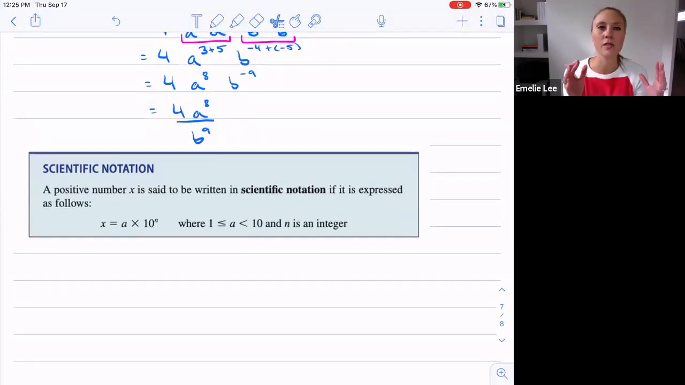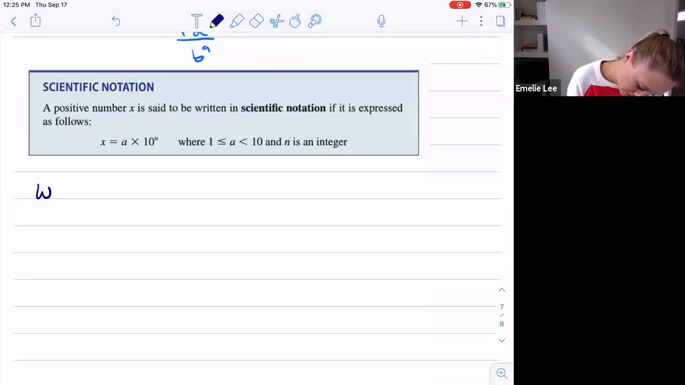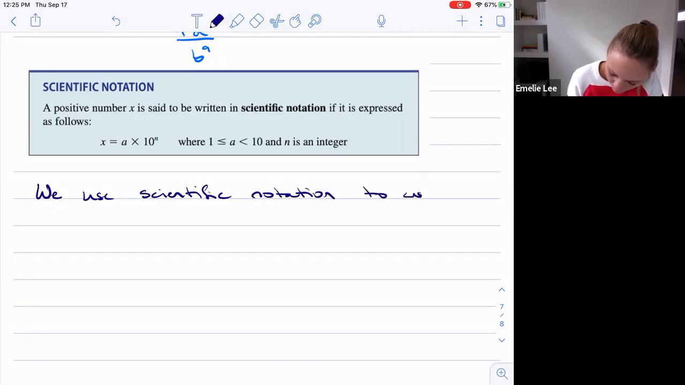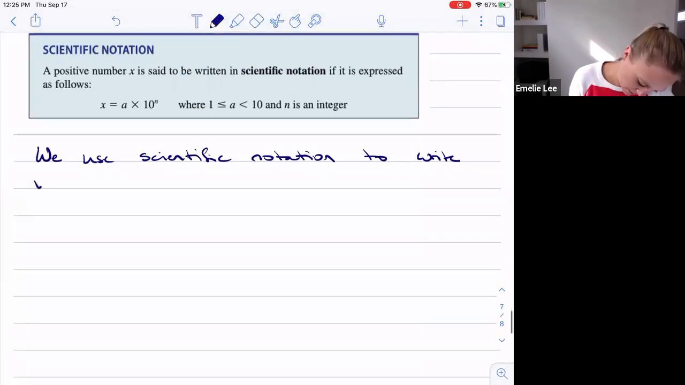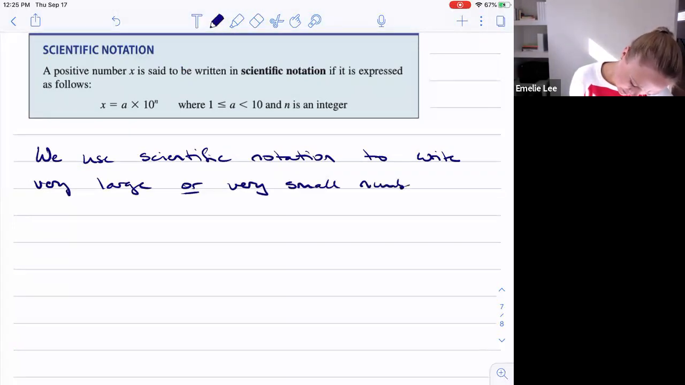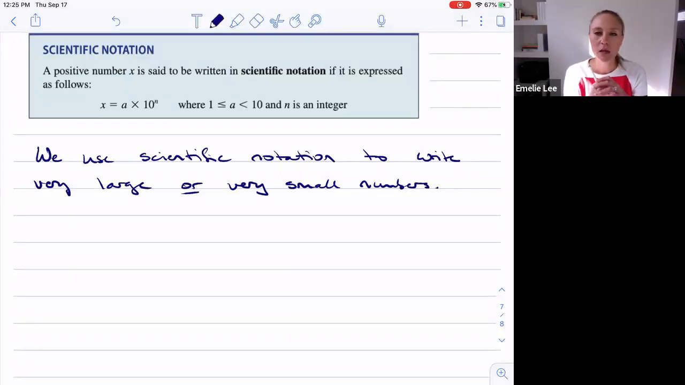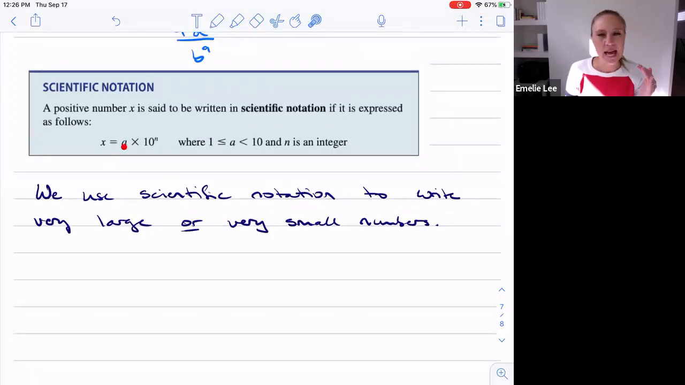So scientific notation is just an easy way to write either very large numbers or very small numbers. And so we use scientific notation to write very large or very small numbers. So the general setup is that you have some value A. A has to be between 1 inclusive and 10, so it's easier to think of A as between 1 and 9, or up to 10.